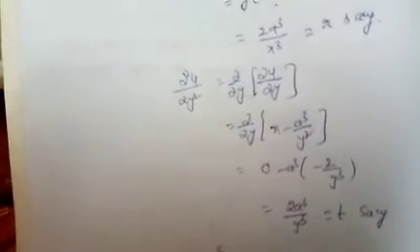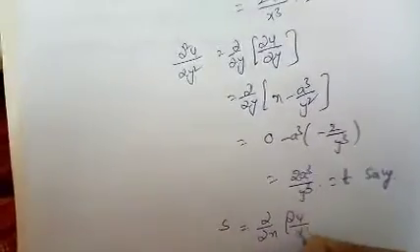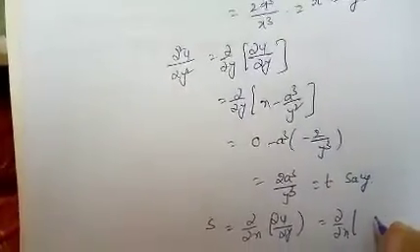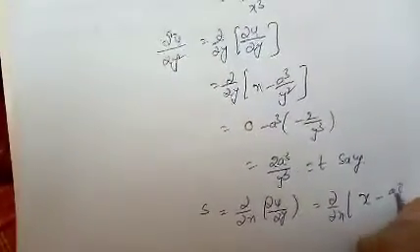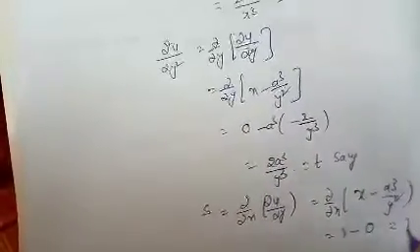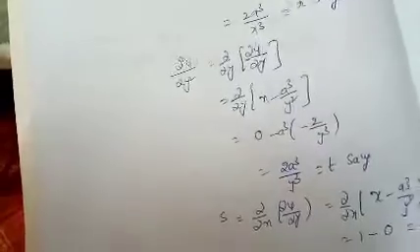And then we have to find s. s equal to dou by dou x of dou u by dou y. What is the value of dou u by dou y? x minus a cube by y square. So then 1 minus here 0, which implies 1. So this is the value of s.